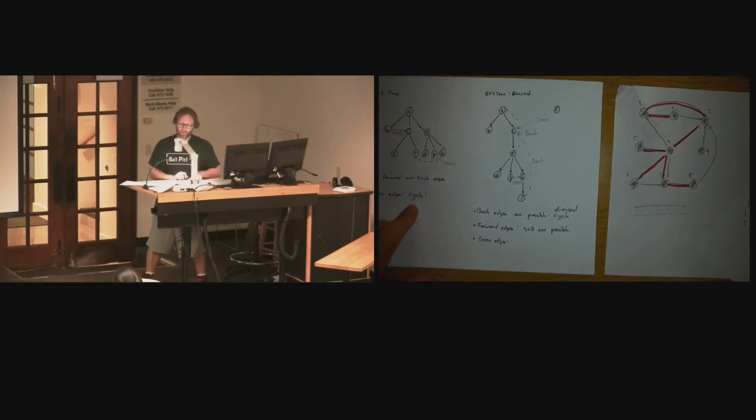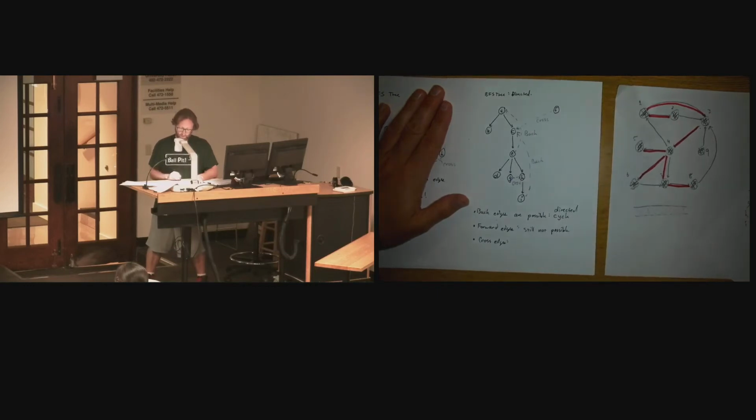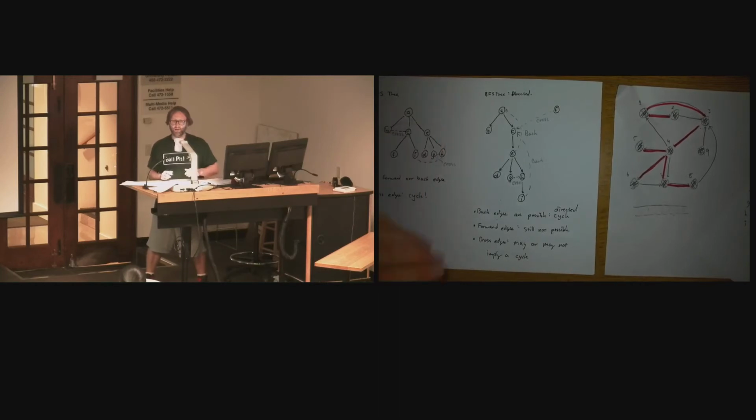But do they necessarily imply a cycle, like they did with the undirected case? E to G to H, back to E. Is that a directed cycle? Nope. So cross edges may or may not imply a cycle. Some additional considerations have to be made there.